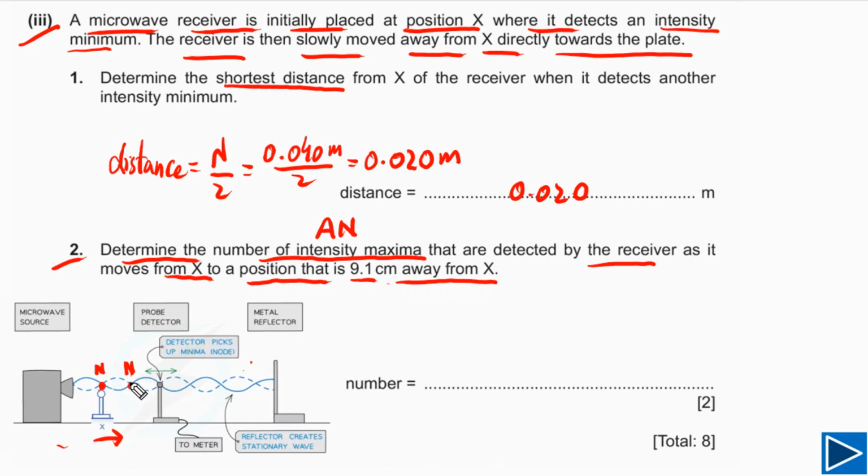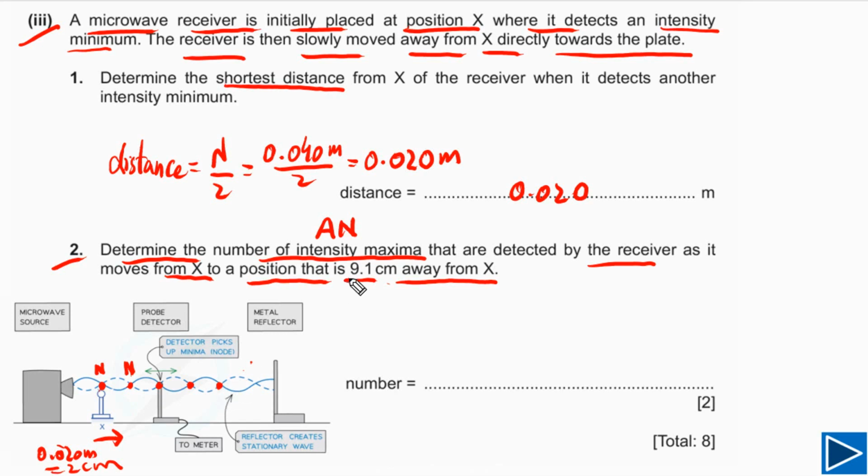We have already discussed that the distance between two nodes is equal to 0.020 meters, or simply we can say this distance is equal to 2 centimeters. So if we move the detector from here to here, this distance is 2 centimeters. Then if we move to the next node, it will cover an extra 2 centimeters. If we place it at this point, the distance from X will be equal to 6 centimeters. If we place it here, the distance between X and this new position is 8 centimeters.